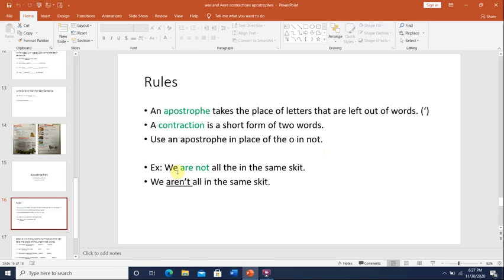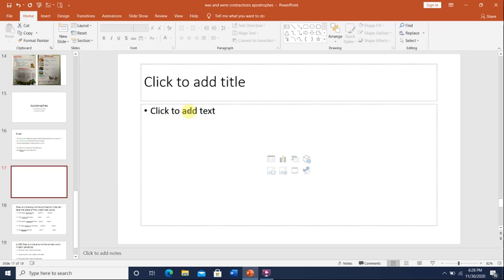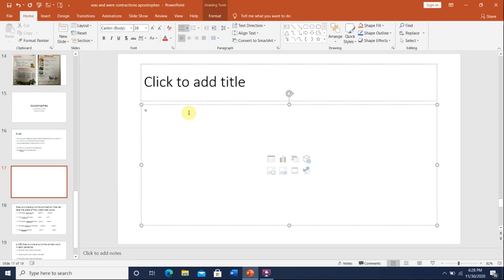Example: we are not all in the same skit. If I want to join are not, we will write it like this: we aren't all in the same skit. I just want to remind you of the contractions that we learned this week, and last week is when we joined four verbs with not.